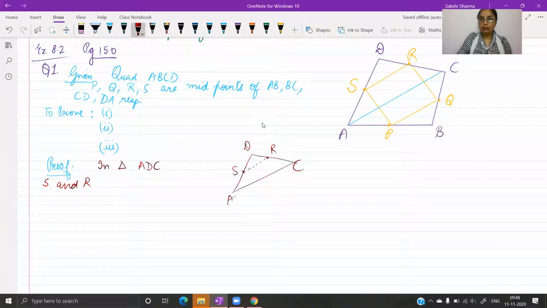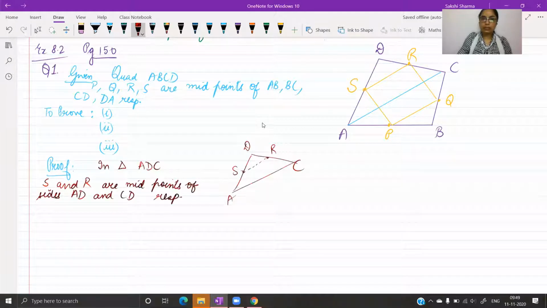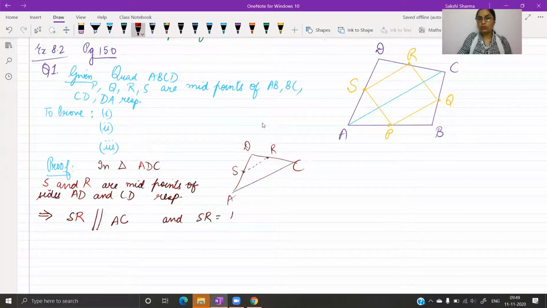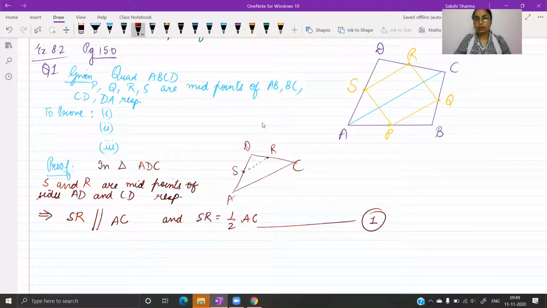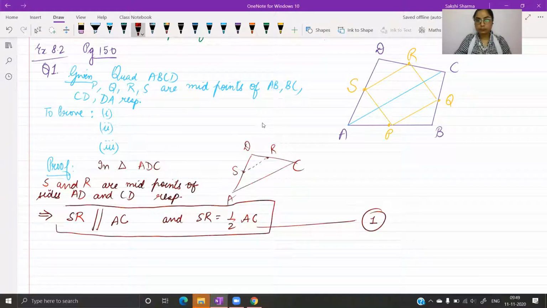S and R are midpoints of sides AD and CD. This implies the line segment which joins these two will be parallel to the third side of the triangle, which is AC, and also the length of this line segment equals half of AC. Let's mark this as result number 1. This complete result, both these relations together, I've marked them as number 1.